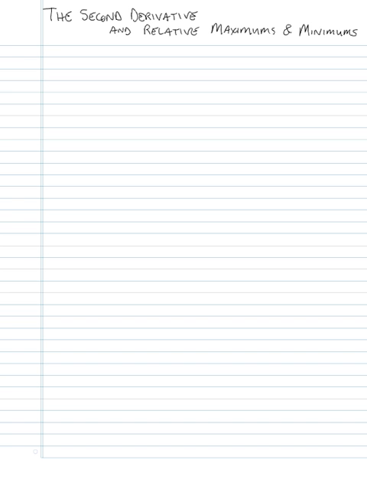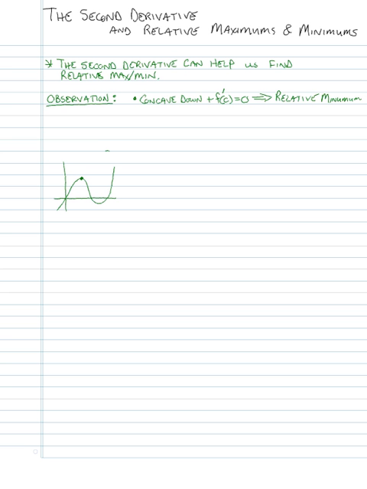We're going to look at something called the second derivative test here in a moment. What this boils down to is how the second derivative is related to relative maximums or minimums. Once again, the second derivative can help us find relative maximums or minimums, and is based on a couple of observations that I want us to make.